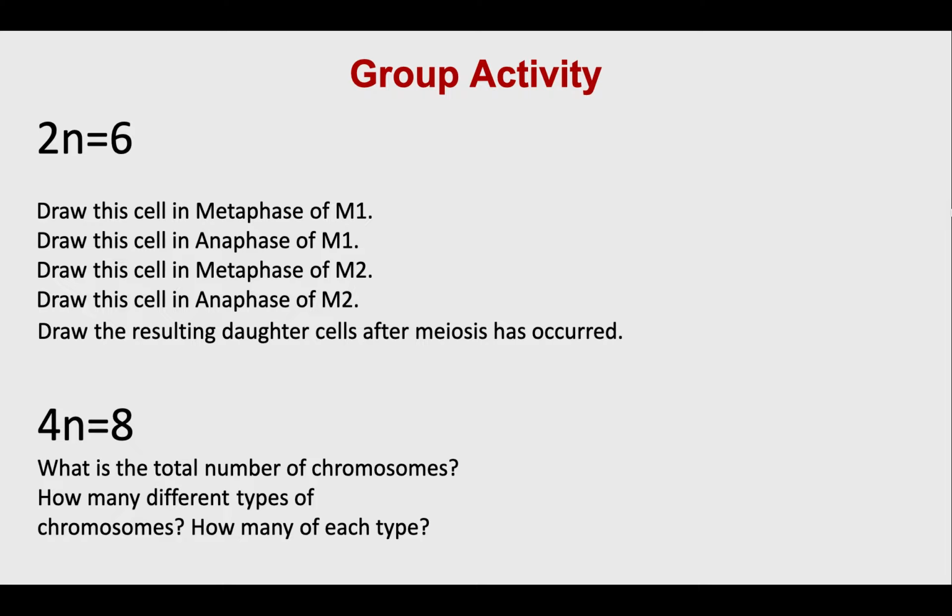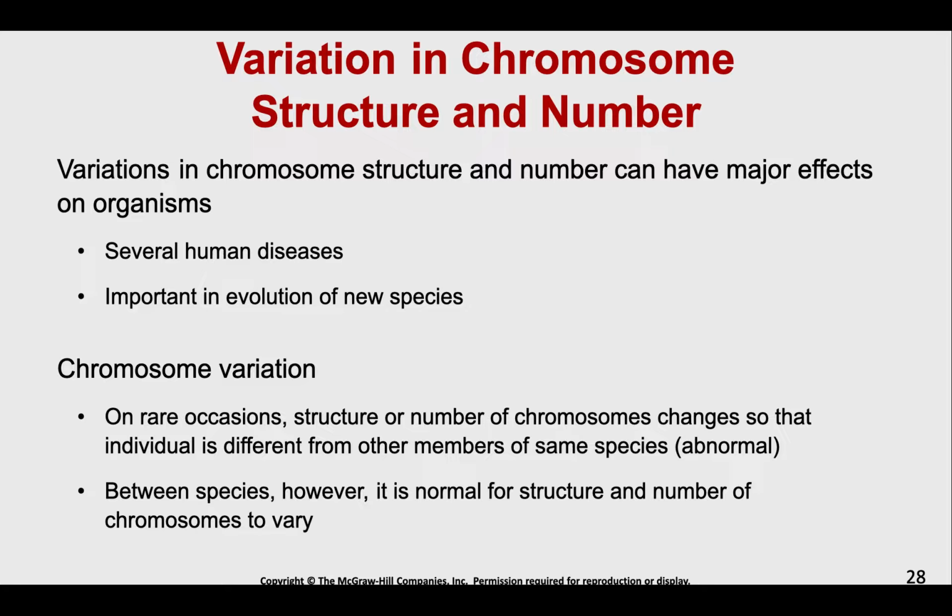All right. Let's move on with the rest of this lecture. It's not too much more to cover. So we looked at chromosomes. We looked at meiosis, mitosis. But we can have variation within the chromosome structure and number. Some of this variation is natural, some of it is not what it's supposed to be.